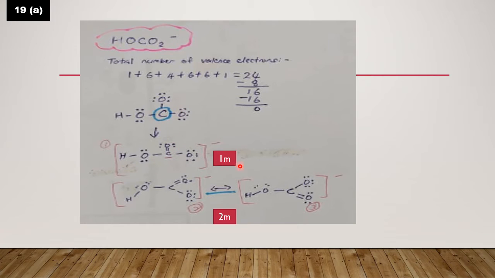So this is the correct Lewis structure, 1 mark. Remember, must show the negative charge. And then next, the question 1, resonance. So you must show resonance, meaning that my double bond can be over here or over here. So this is the resonance structure. Must show it represented by using a double-headed arrow. So mark number 2, mark number 3.